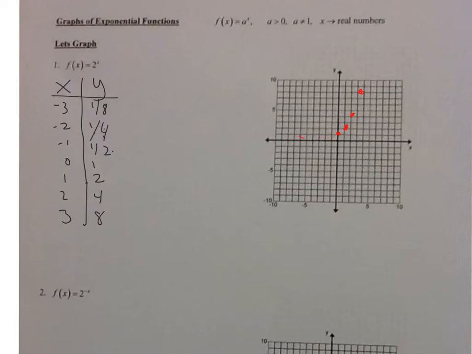Okay, so it gets really small over here, and it goes up like that. So this is f of x equals 2 to the x power. Then what do we know? We know the domain. Remember, the domain are your x values, left and right. So that's from negative infinity to infinity.